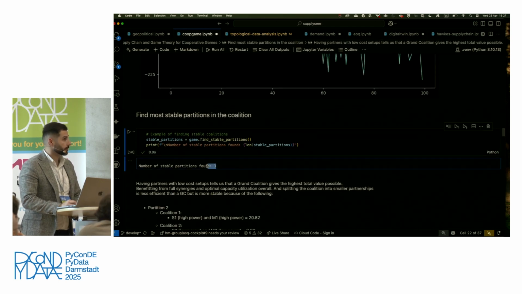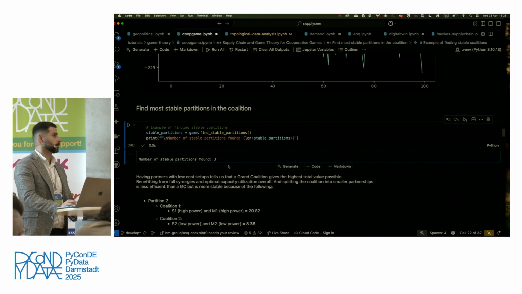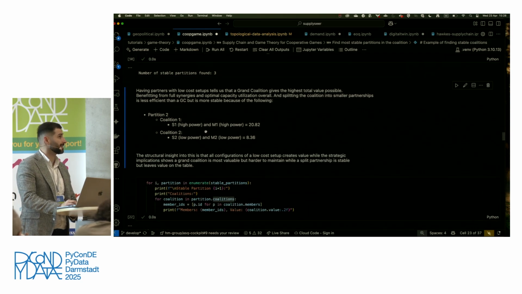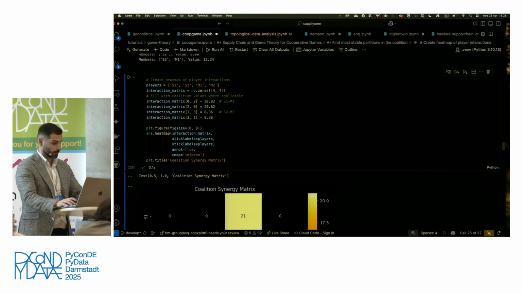Number of stable partitions finds 3 of them, because we have one which, as I mentioned, has the most market power and less costs. Let's skip this one. I think I designed this for some other combination. Let's look at what they look like.